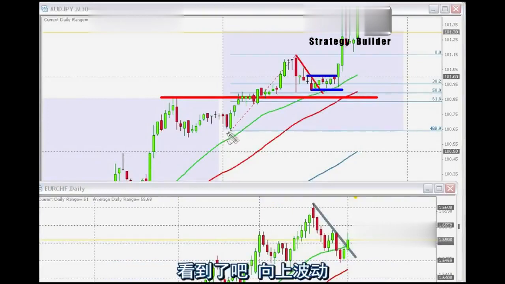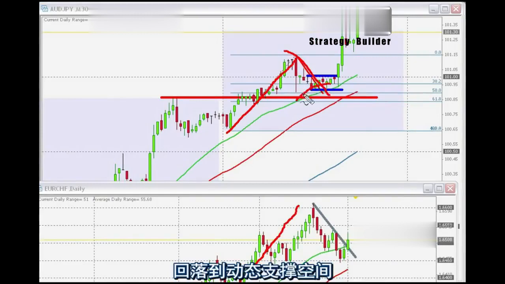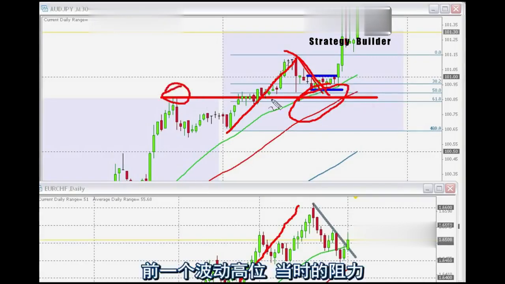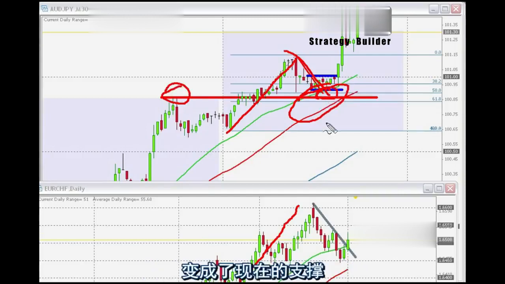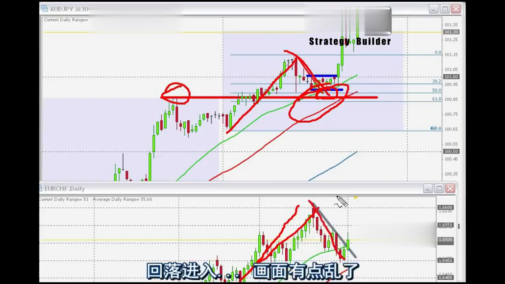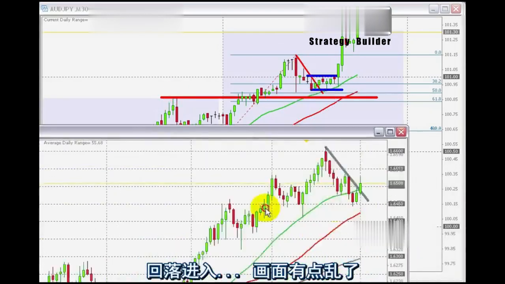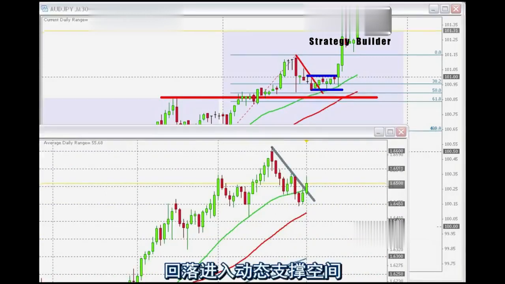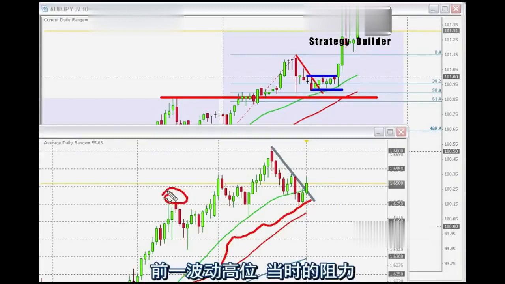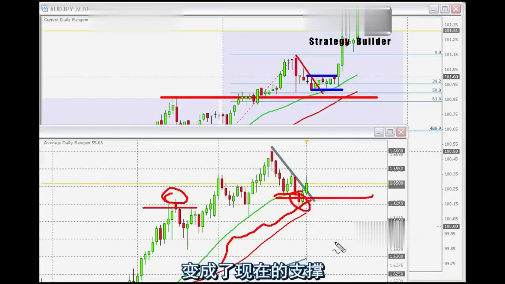Do you see? Swing up, retrace back to the dynamic area of support, previous swing top, working formerly as support, now as resistance. We have a swing up, retrace back down to the area of dynamic support, previous swing top, former support, now working as resistance.